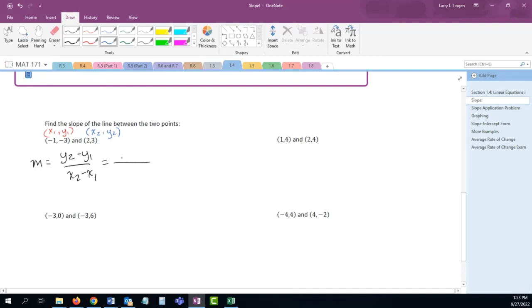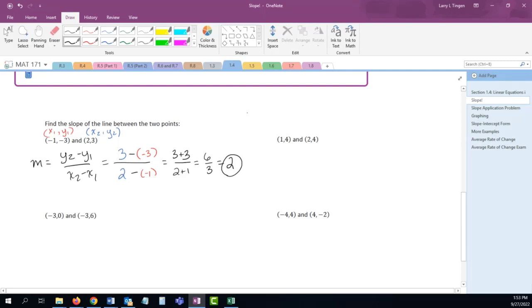So now my y2 is 3, my x2 is 2, it's subtract, and then my y1 is negative 3, and my x1 is negative 1. Okay? Why the parentheses? It's to make sure that the minuses don't just run together. 3 minus negative 3 is 3 plus 3, and the denominator 2 minus negative 1 is 2 plus 1. So I end up with 6 over 3, which is 2.